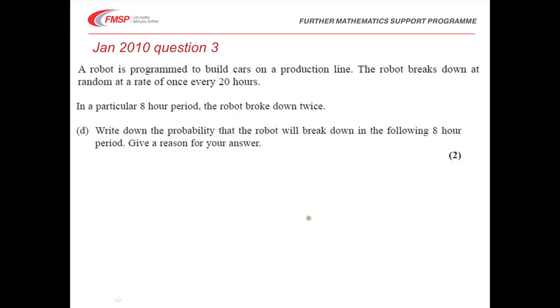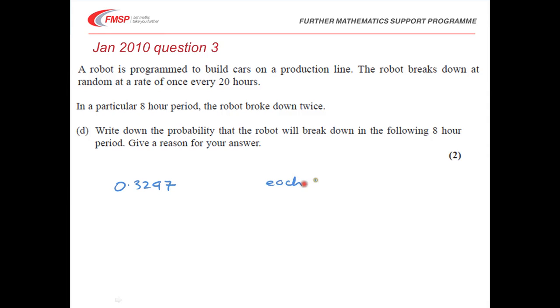So in a particular 8-hour period the robot broke down twice. Write down the probability that the robot will break down in the following 8-hour period, and we're asked to give a reason for your answer. Now it's going to be 0.3297. And the reason is this. This is the probability that it's going to break down at least once. Now, one of the key things about a Poisson distribution is that time zones, so the periods of time that we're dealing with, are independent.